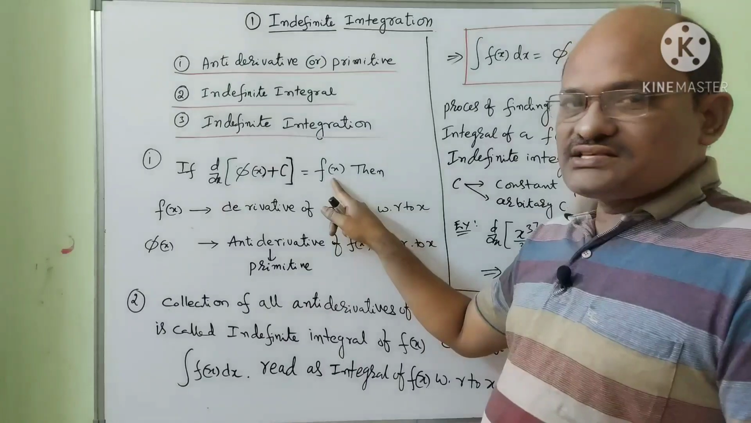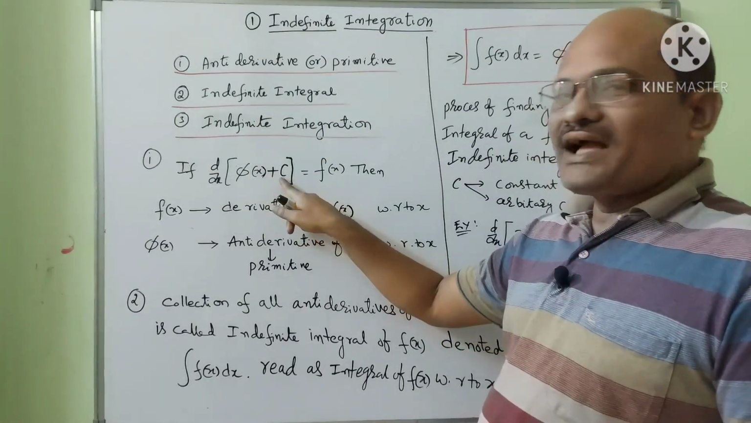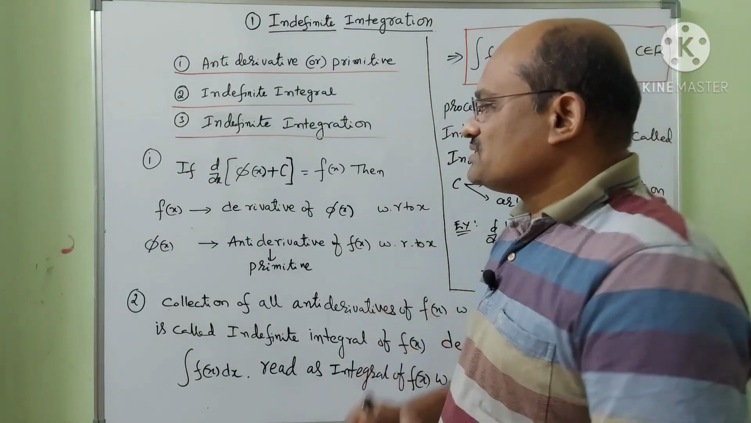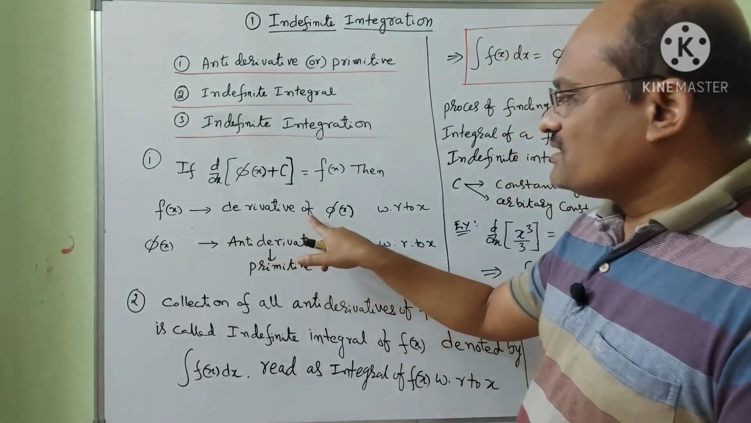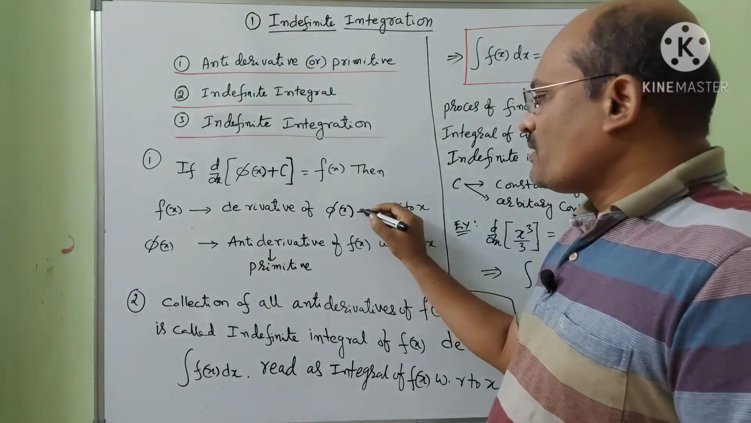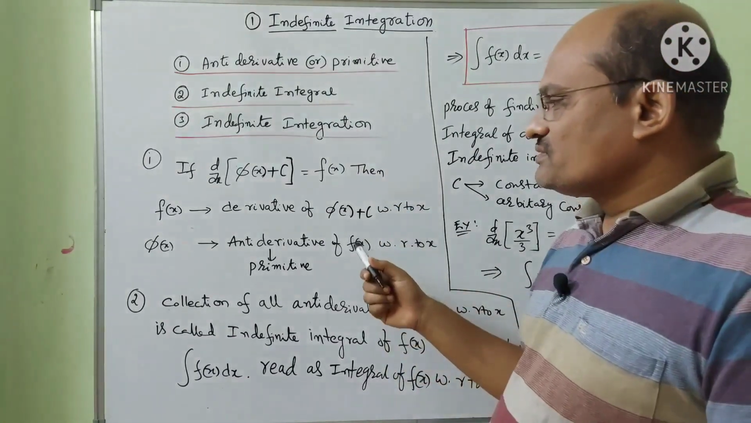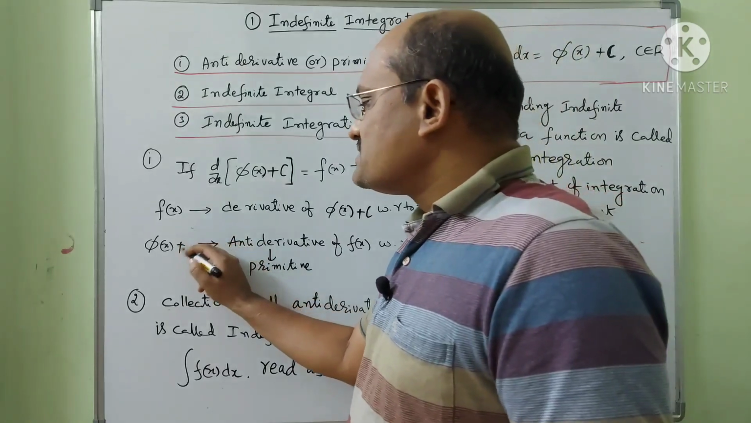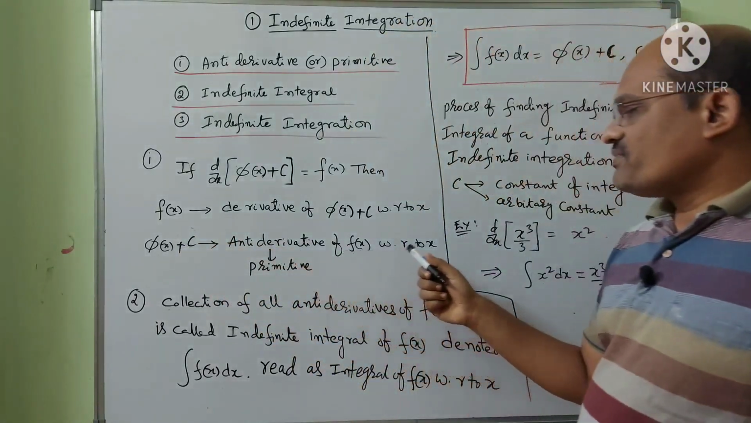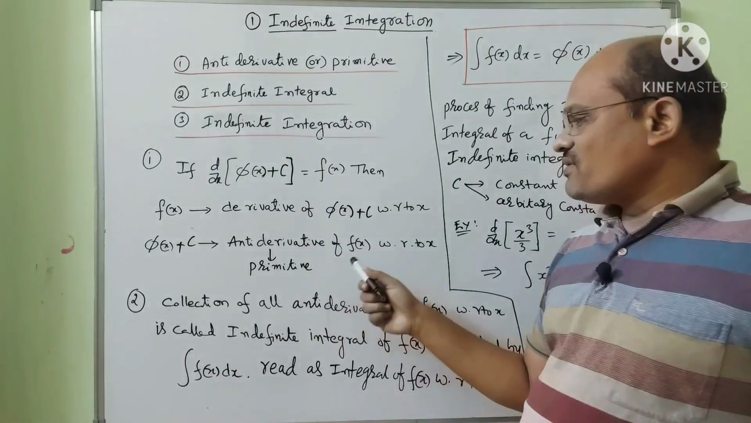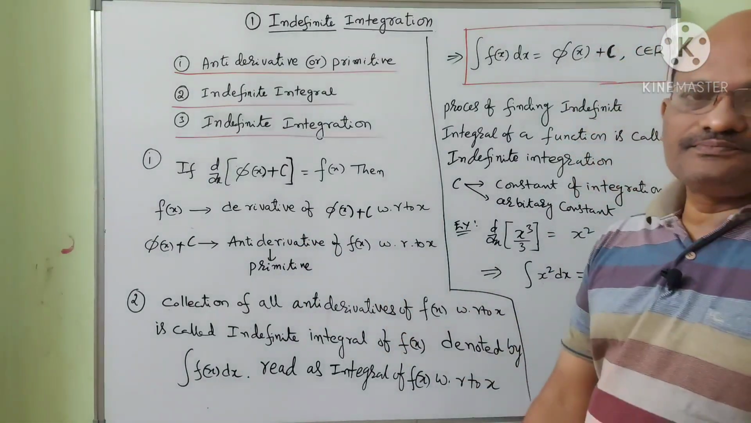What is the meaning of that? For function f of x, you will get many number of antiderivatives. So I will do one thing. F of x is the derivative of phi of x plus c with respect to x. Now phi of x plus c is the antiderivative of f of x with respect to x. Antiderivative is also called primitive of f of x with respect to x.